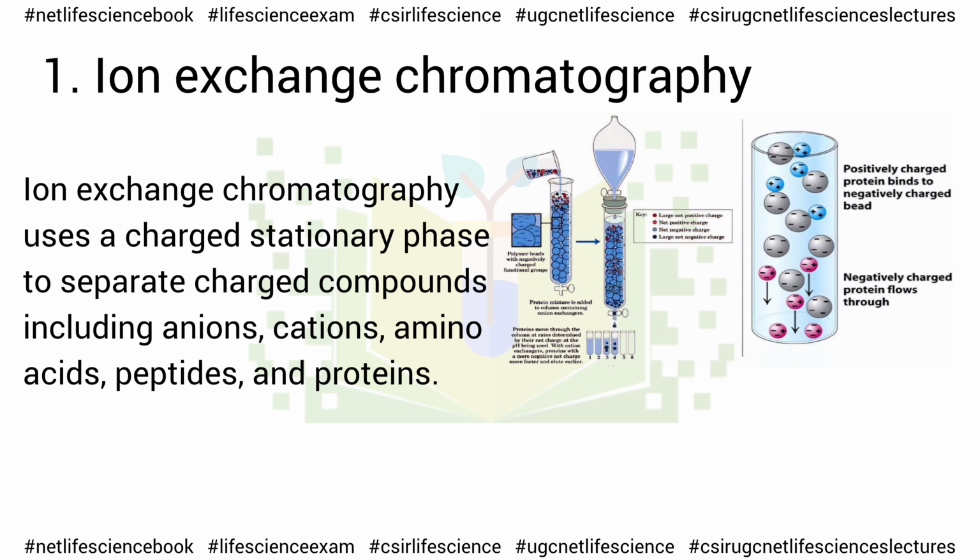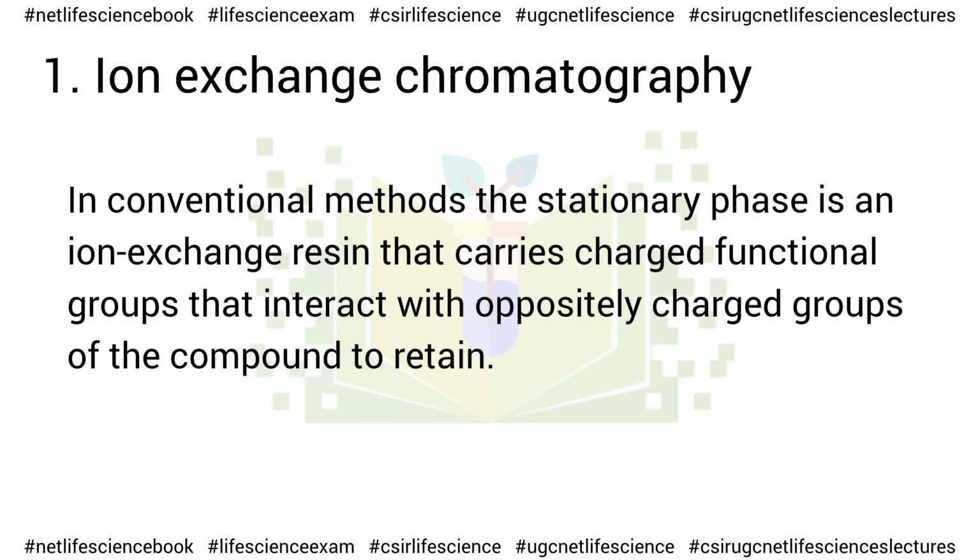Ion exchange chromatography uses a charged stationary phase to separate charged compounds including anions, cations, amino acids, peptides, and proteins. In conventional methods, the stationary phase is an ion exchange resin that carries charged functional groups that interact with oppositely charged groups of the compound to retain.